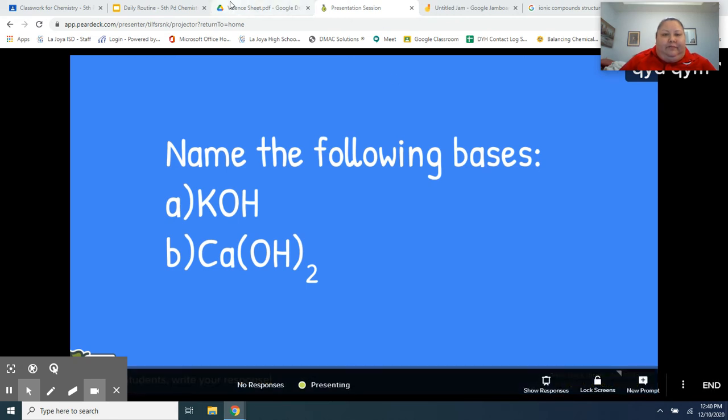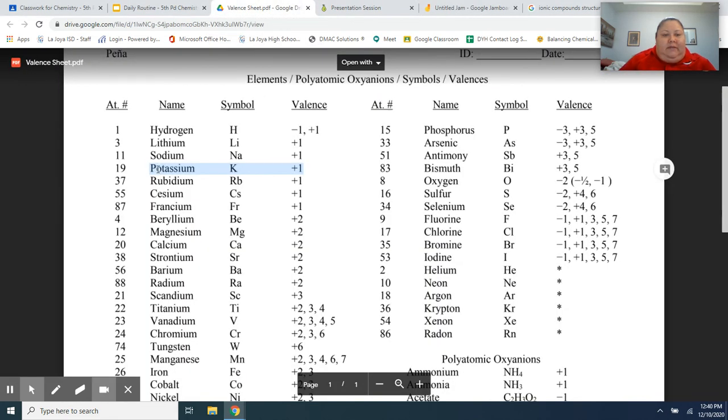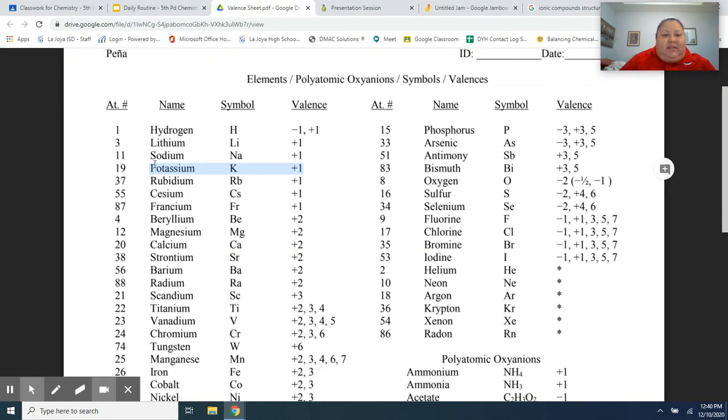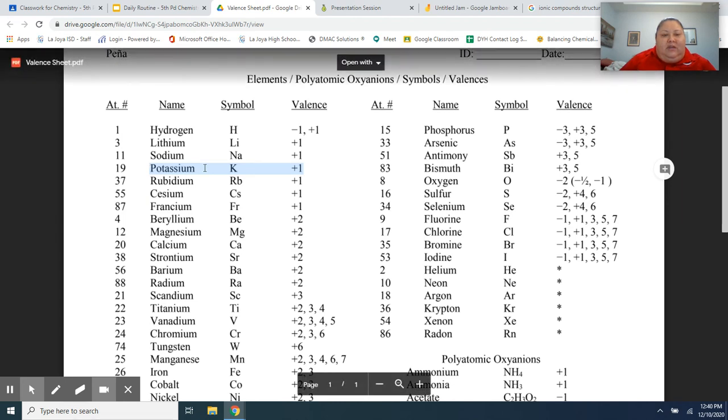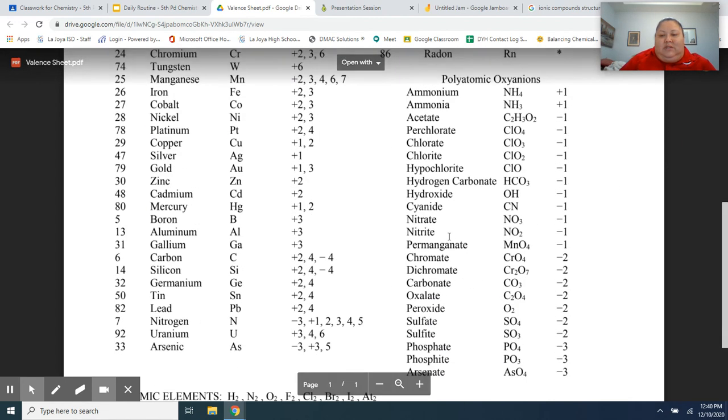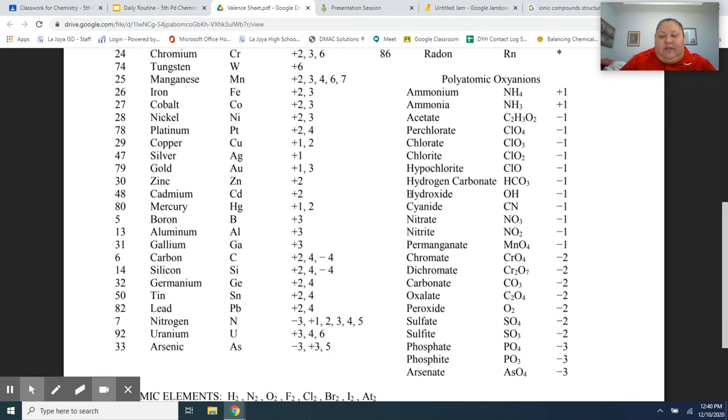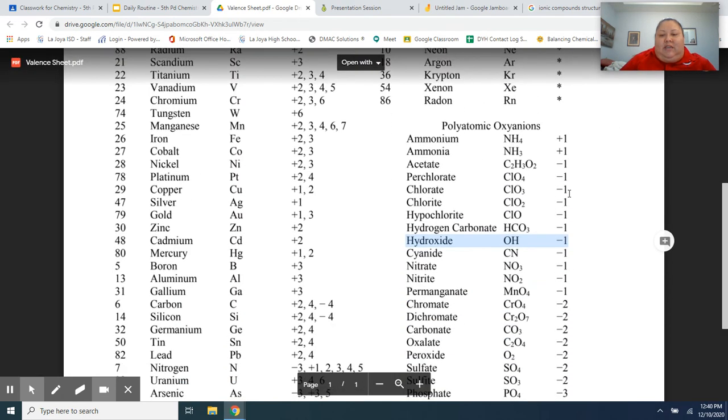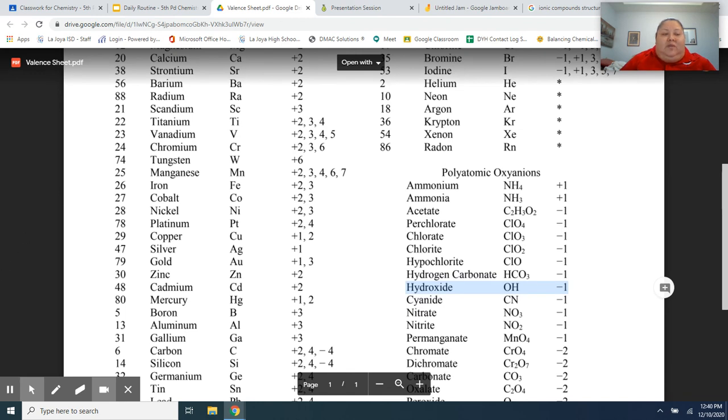Irvin, you know the name of the first part. It's this guy right here. You just told me. Potassium. What's the name of OH? Over here. You know the first part. You know the second part. What's my full name for this compound?